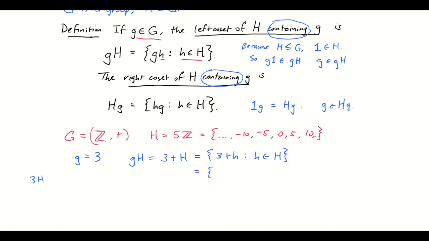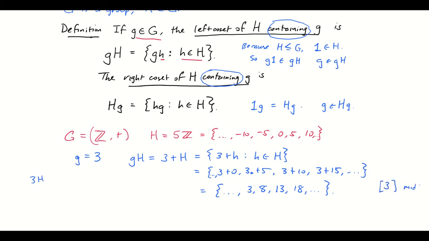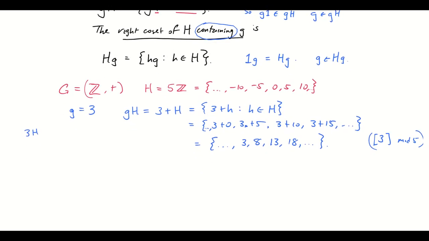So this is going to be the set containing 3 + 0, 3 + 5, 3 + 10, 3 + 15, and so on. And of course there are negatives as well. So I'm going to have 3, 8, 13, 18, and so on. And that should look kind of familiar. That's like the congruence class 3 mod 5. That's interesting. What if I construct another one? What if g is 10?